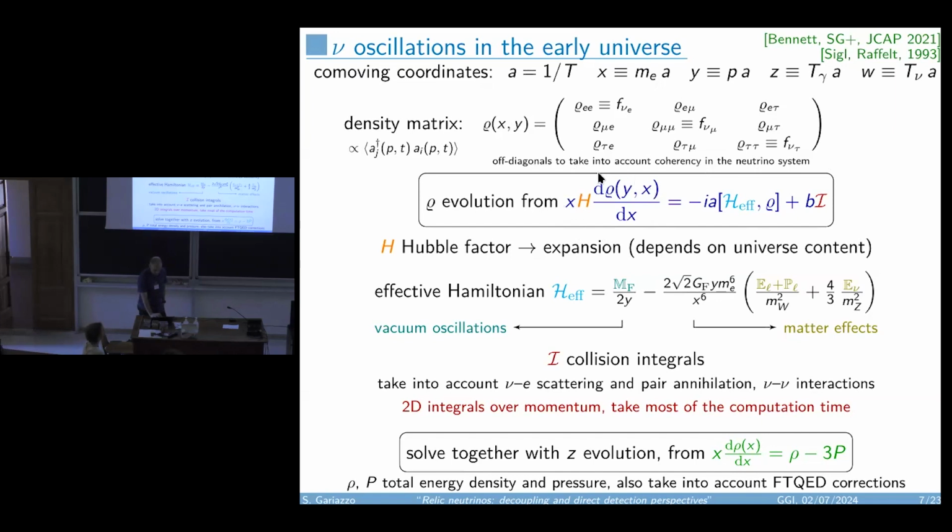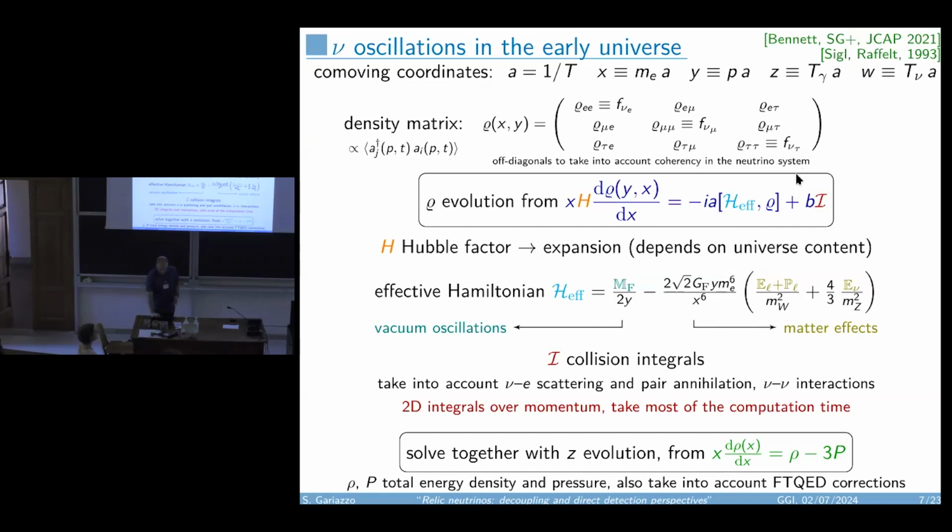You see that these equations contain the expansion of the universe, the Hubble factor. This term here represents the effective Hamiltonian, which describes oscillations in vacuum and oscillations in matter, respectively. You see this term here and all this series of contributions here from leptons and neutrinos for the matter term. And then we have the collision integrals, which represent the interactions between electrons and neutrinos and between neutrinos themselves.